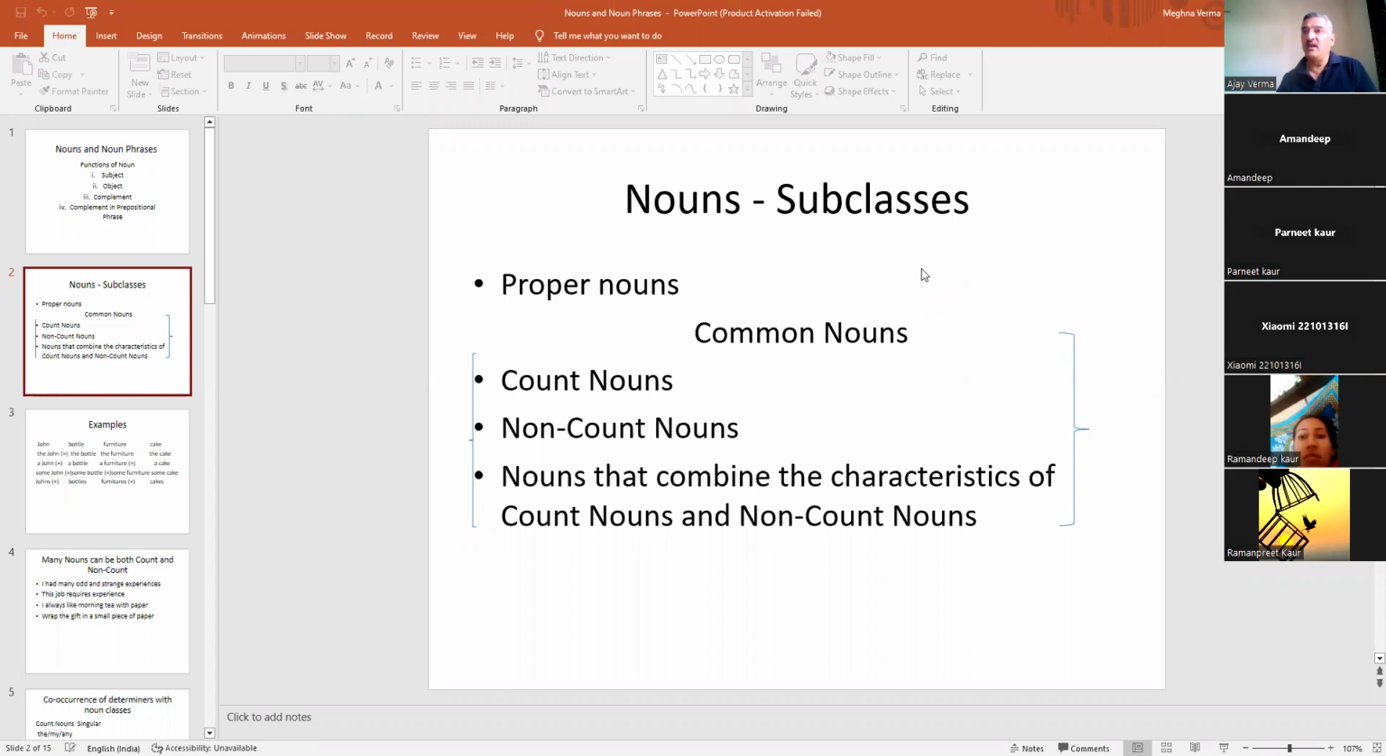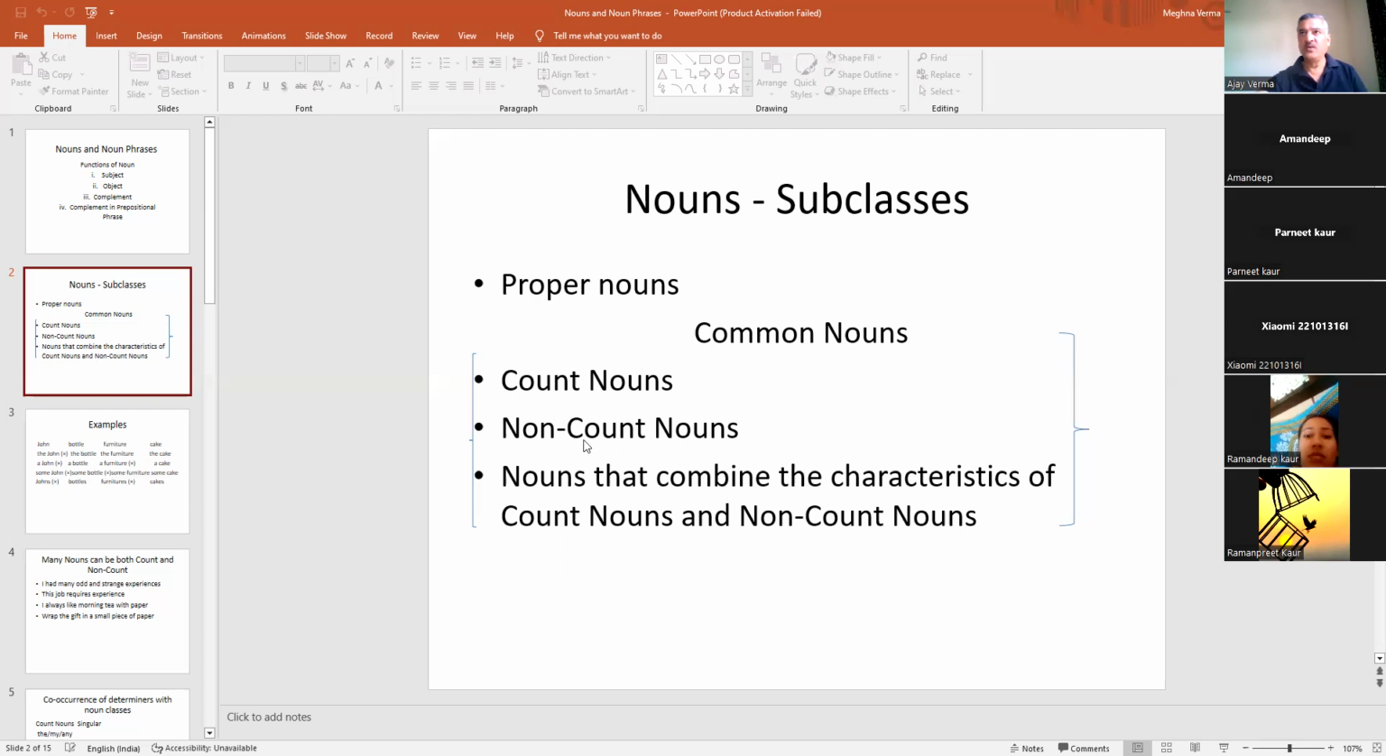They are overlapping. Okay. There are many nouns, let me repeat, which basically can be used as count nouns at one time and as uncount nouns at another time. So as the slide shows, the basic classification given in this book is between proper nouns and common nouns, and the nouns are then further subclassified into count nouns, non-count nouns, and nouns that combine the characteristics of count nouns and non-count nouns.